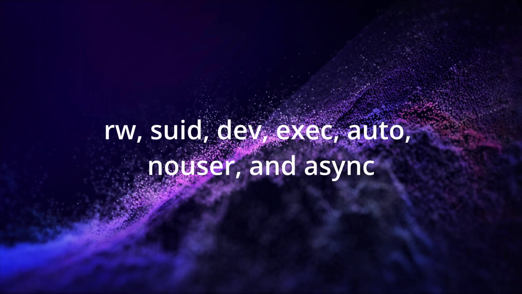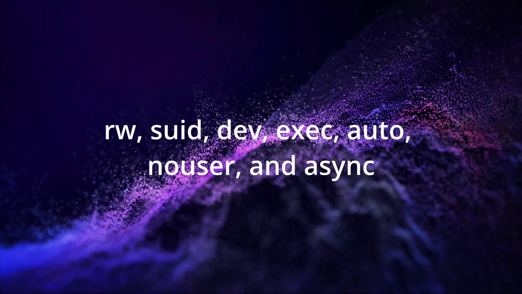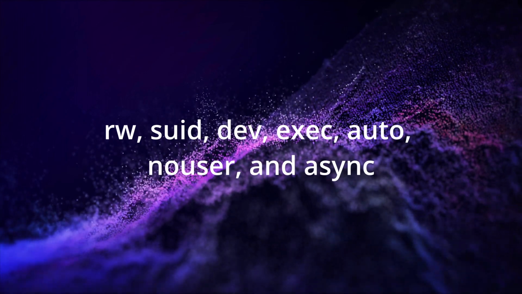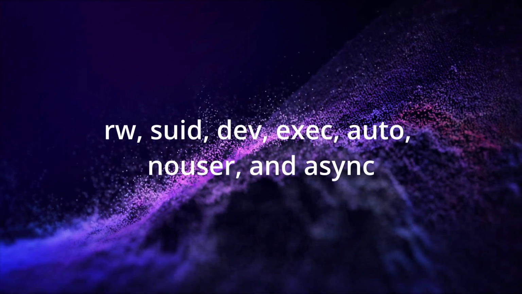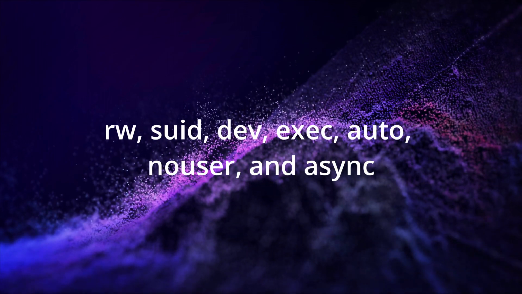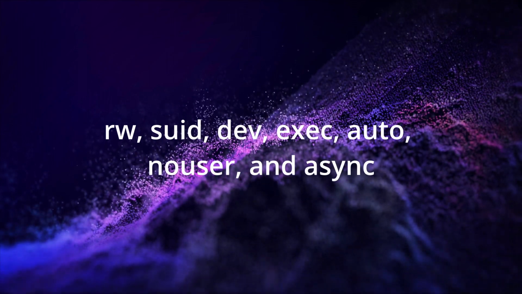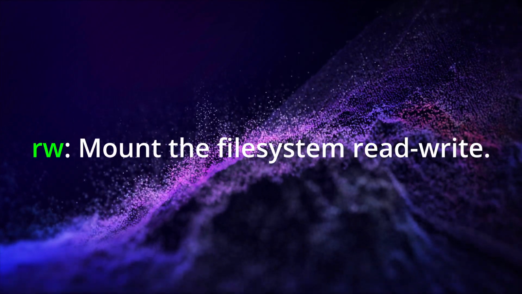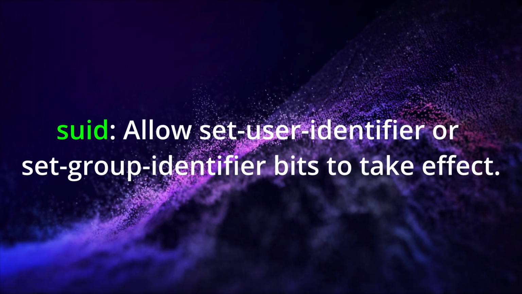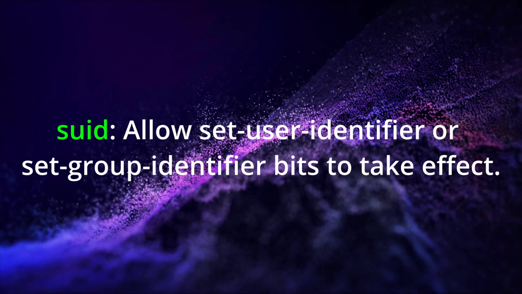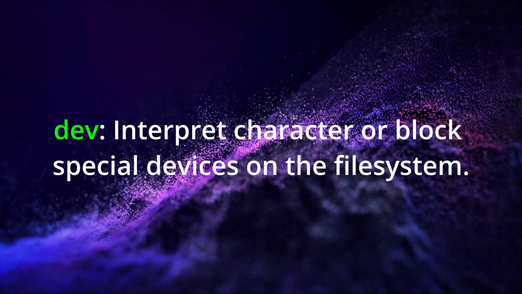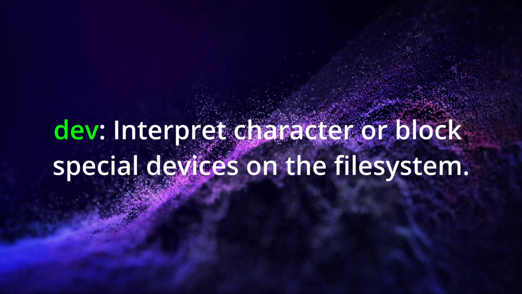Using the defaults option is equivalent to specifying rw, suid, dev, exec, auto, nouser, and async. However, it's important to note that the actual options included in defaults may vary slightly depending on the system and file system type. Let's briefly discuss the options. rw: mount the file system read-write. suid: allow set-user-identifier or set-group-identifier bits to take effect. dev: interpret character or block special devices on the file system.